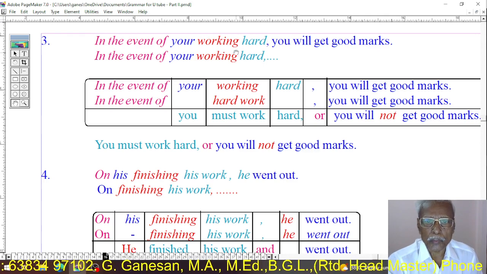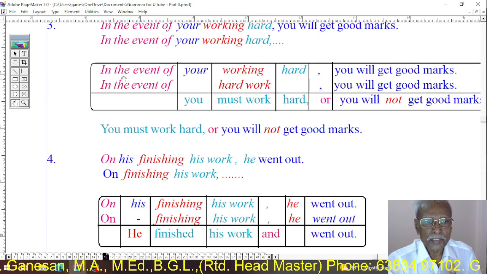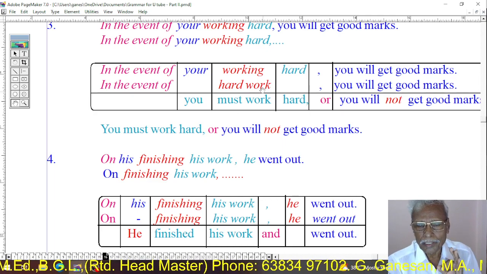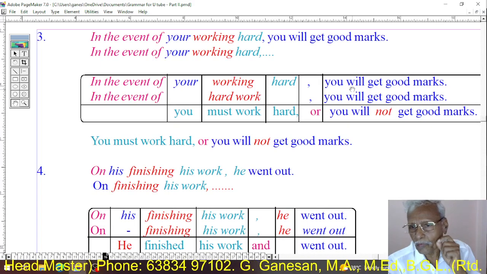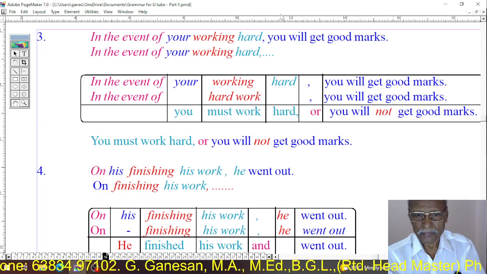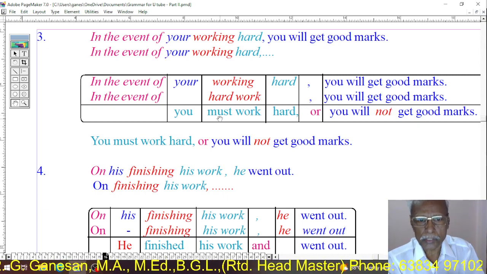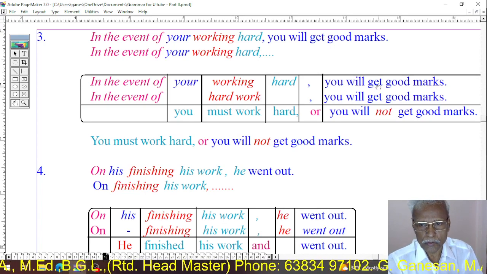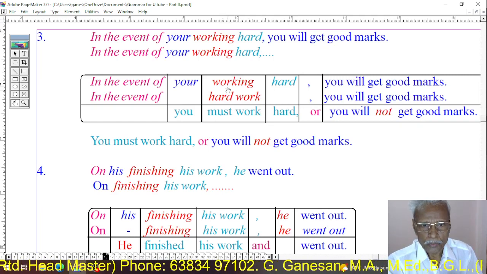In the event of your working hard, you will get good marks. "In the event of" is the phrase. Your is the possessive of you, working or hard work. When the tense in the main clause is simple future, we have to use must or should before the present verb. Here when it is future, we should use must or should as the auxiliary. Working becomes must work.